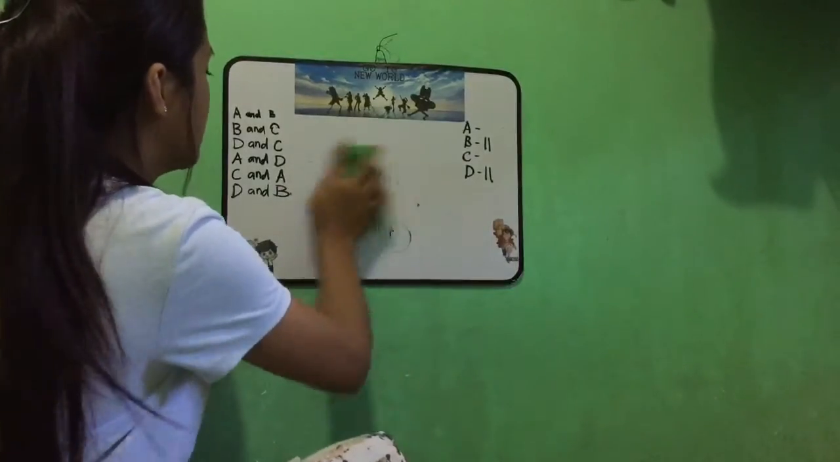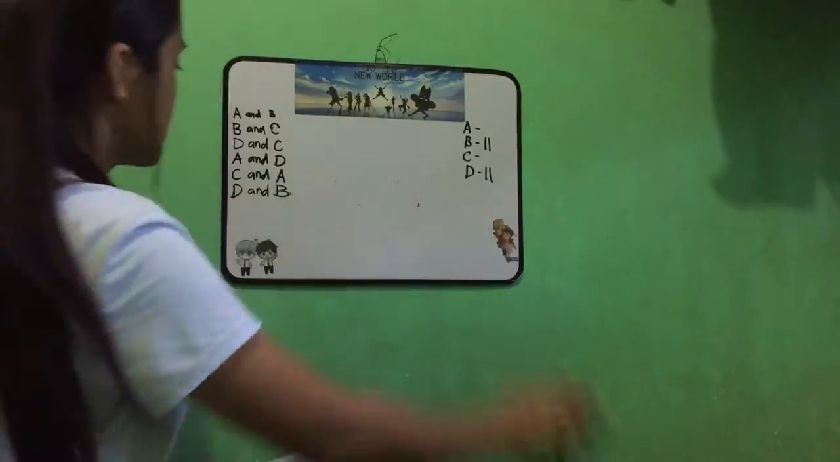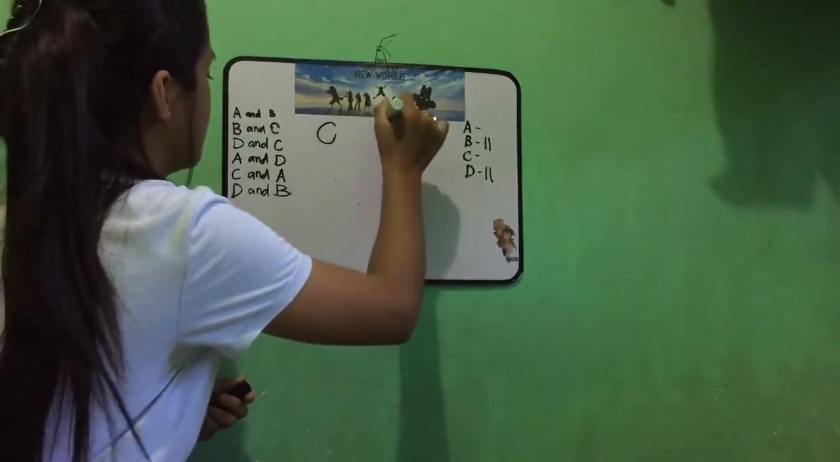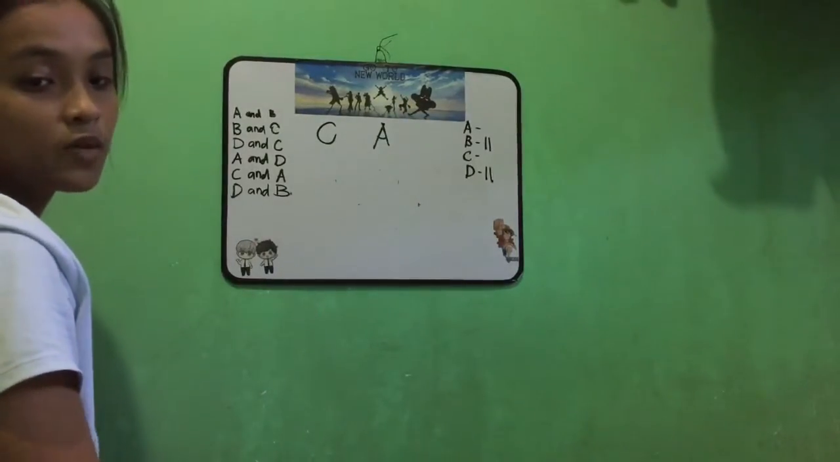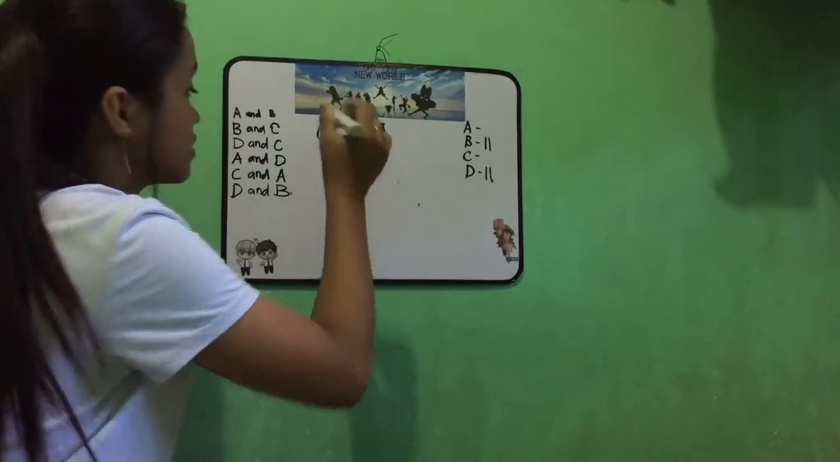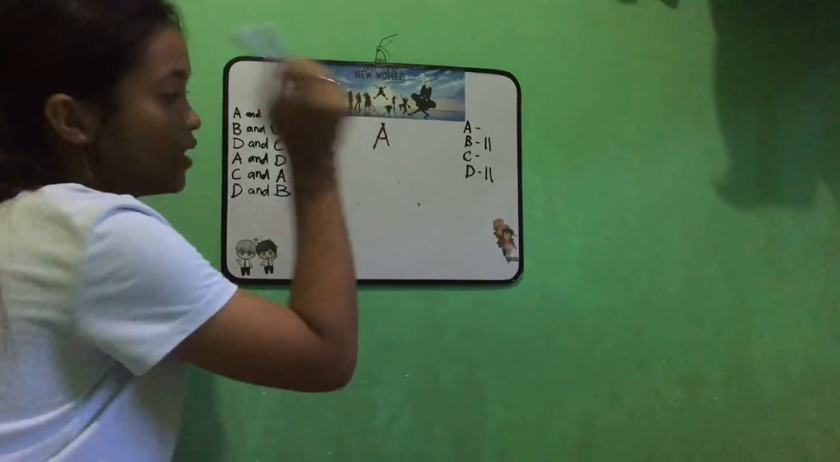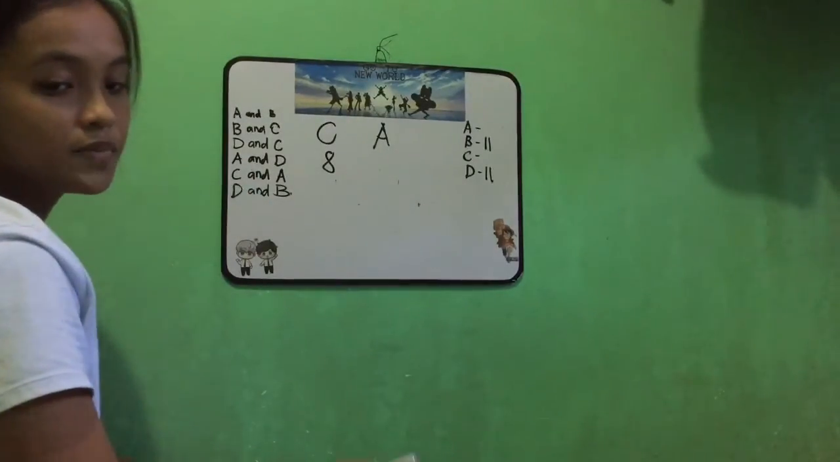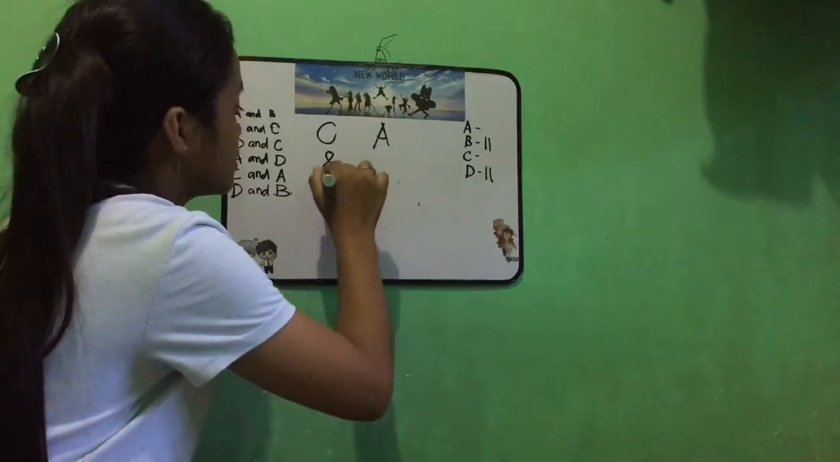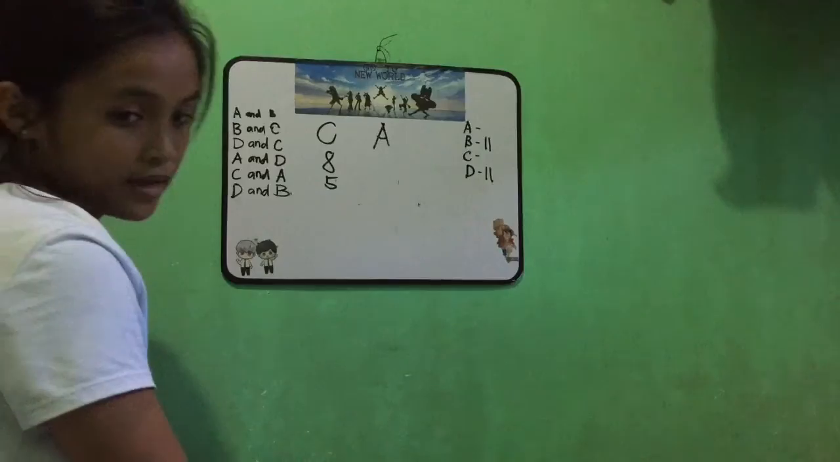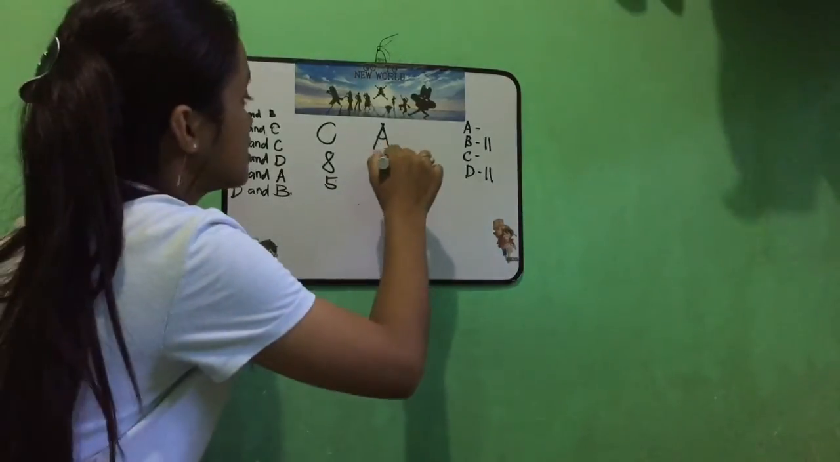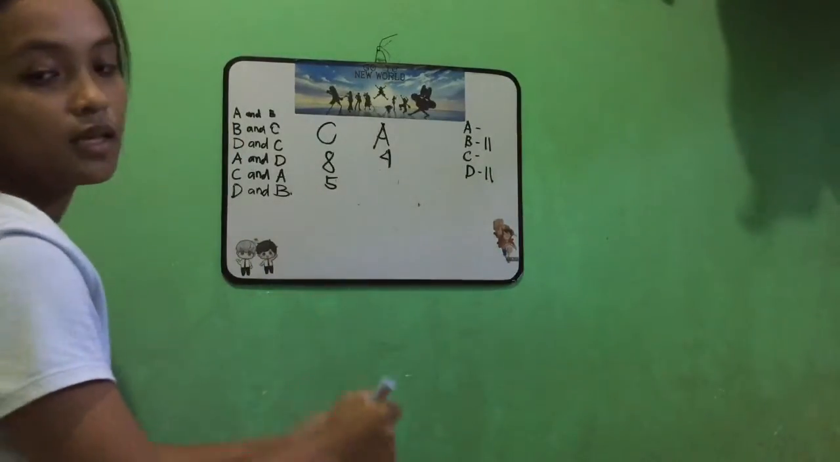Now let's move on to the other pair, which is C and A. In the first column, C will have 8 votes since it appeared earlier than A. In the second column, C again will have 5 votes since it appeared earlier than A. Next, A will have 4 votes since it appeared earlier than C.